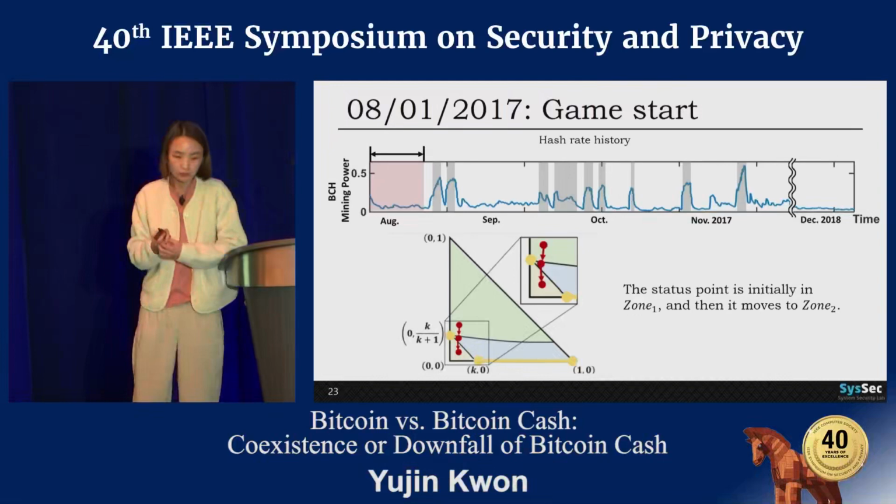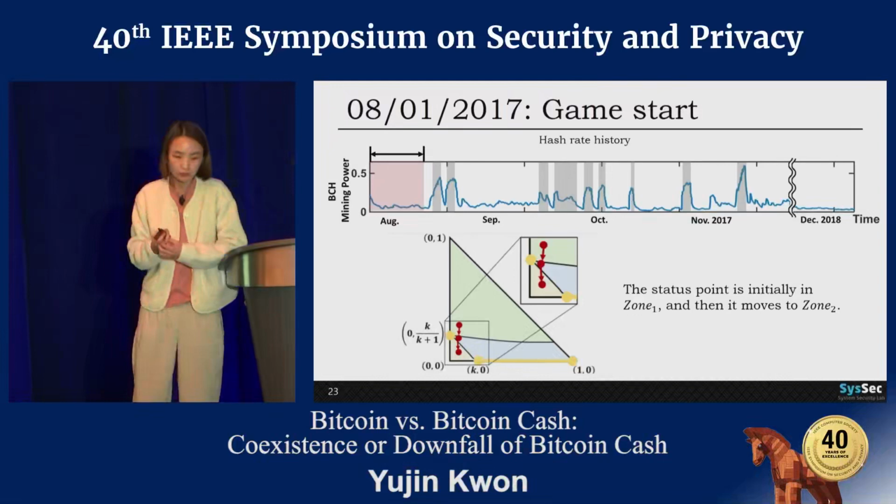However, there was a good thing in the Bitcoin Cash system. There was a hard fork in the Bitcoin Cash system. So Bitcoin Cash updated its mining difficulty adjustment algorithm. This change affected the game as an external factor.